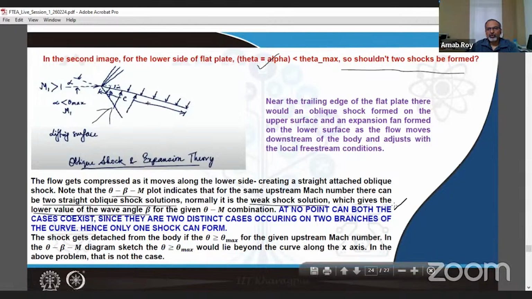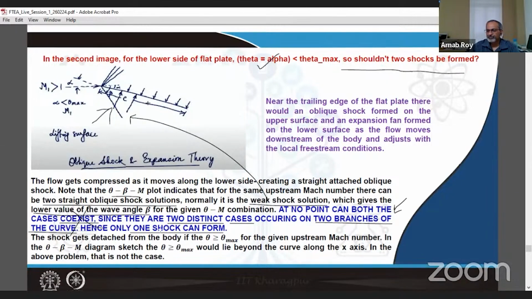This is an important point. At no point can both the cases coexist, so this is not possible. Since there are two distinct cases occurring on the two branches of the curve, only one shock can form. So that's basically the answer to your question. And for all practical purposes, you may assume this to be the weak shock solution.